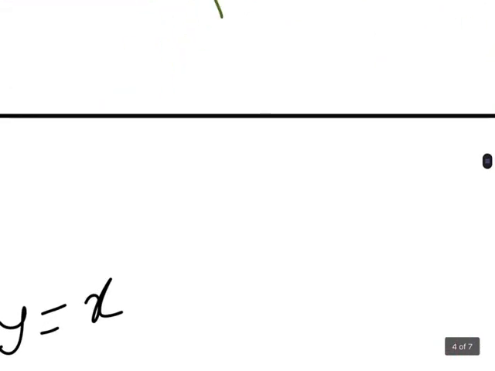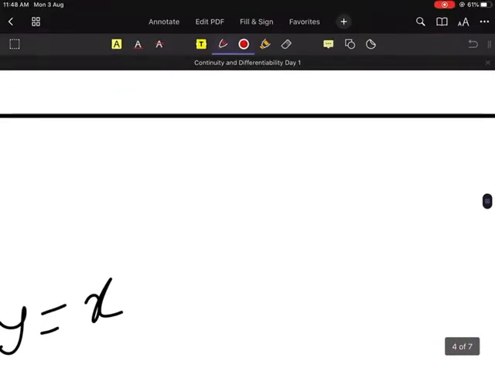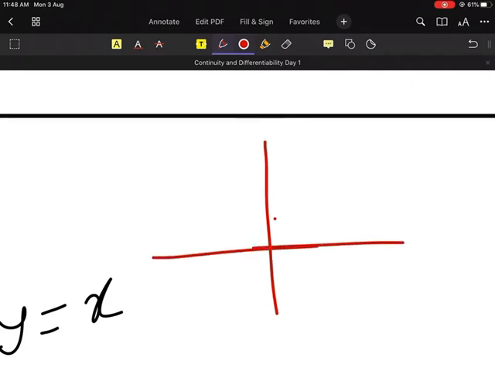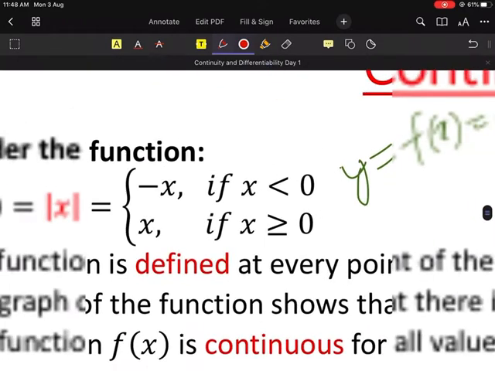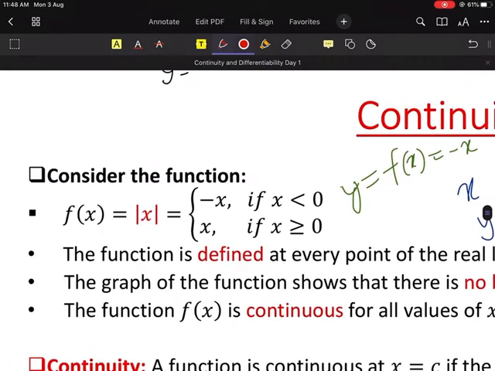If I try to draw the graph of this function, I will just draw it like this, and this. Clear? Do I lift my pen while drawing this graph? No, right? So it means there is no break in this graph. There is no break in this modulus function.